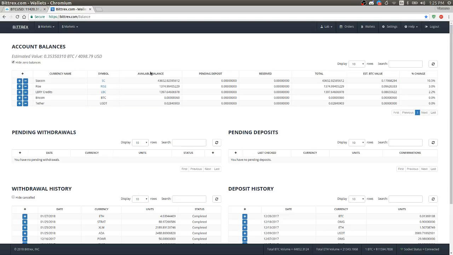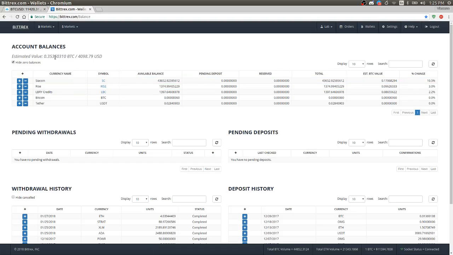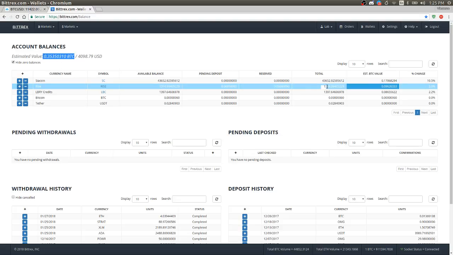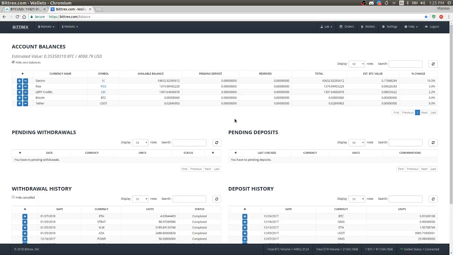The Satoshi that I have are just the value of SC, Rice, and LBC in BTC value. So I don't have any Satoshi right now, because the Satoshi are just the decimals of Bitcoin. So I don't have any Bitcoin at the moment. So this BTC value right here is a bullshit value. It's just the value of how much my coins are worth in BTC, right?